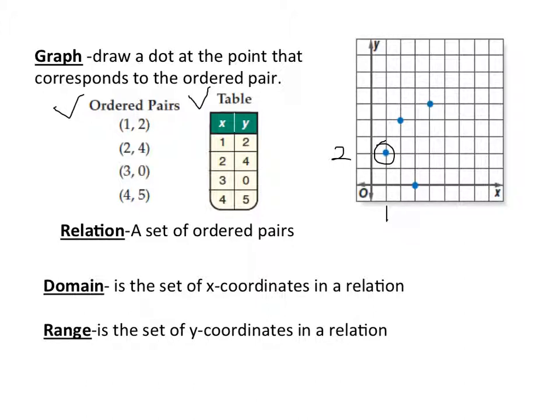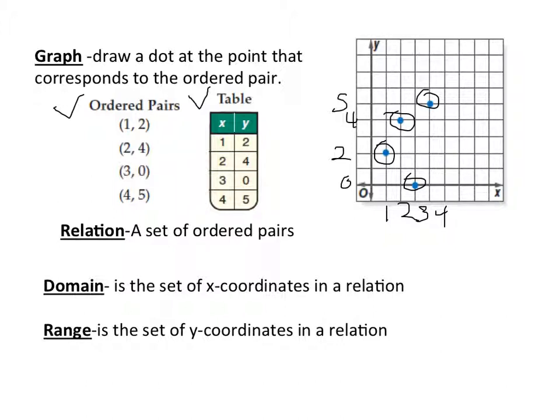We do this for all of them. Next, x is 2 and y is 4, and you can see where we got this dot from. Our next one is x is 3 and y is 0. This is where we get that dot from. And then the last one, we have x is 4 and y is 5, and we place that intersection with the blue dot.